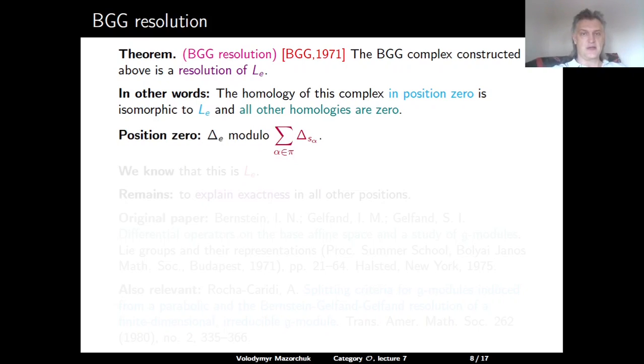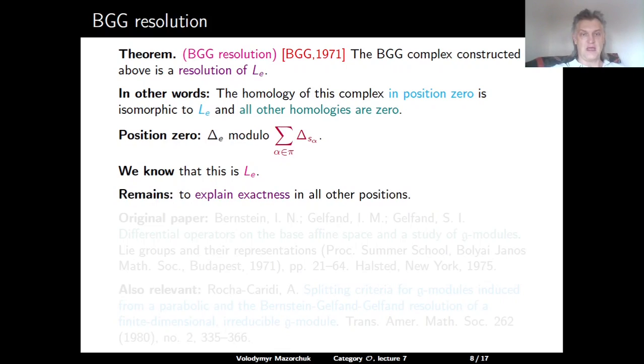So in position 0, by definition, we have the quotient of the dominant Verma module delta E by the sum of all submodules of the form delta S alpha, where alpha is a simple root. We have already seen earlier during these lectures that this quotient is a simple finite dimensional module, which thus must be LE, because this is a quotient of delta E. So the claim about position 0 we already know. What remains is to explain why this complex is exact in all other positions.